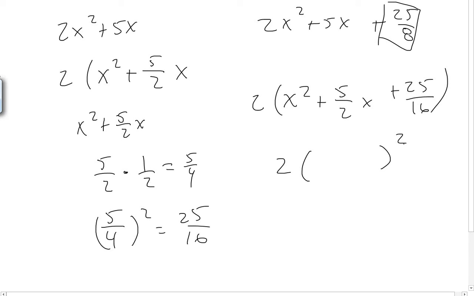See if you got the shortcut down. What do you think this factors to be? 2 times what squared? It's 2 times x plus, the middle term is positive, plus 5 over 4. 5 over 4 times 5 over 4 gives you 25 over 16, and it adds to 5 over 2. Then when you distribute the 2 back through, you get this polynomial that you started with.